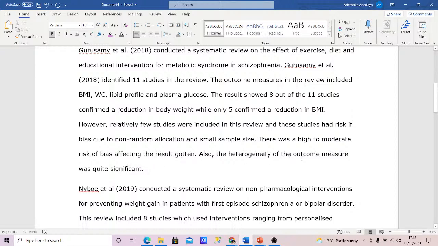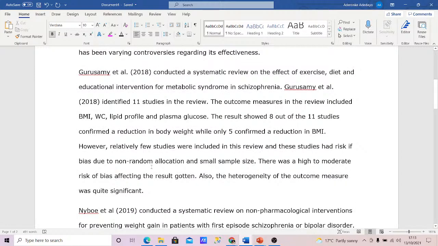Also, the heterogeneity of the outcome measure was quite significant. Okay, so what I have done here is I've chosen a particular study and dissected it. Let me give you an overview. You know, I told you there has to be a pattern, so I don't just keep reading. I'm going to show you a couple of paragraphs now that we're going to break down.